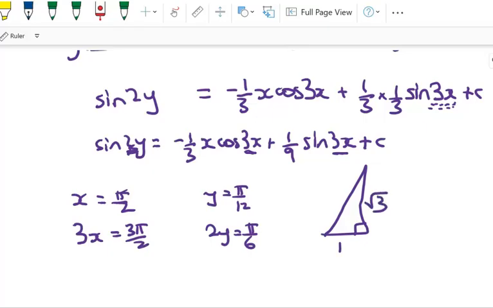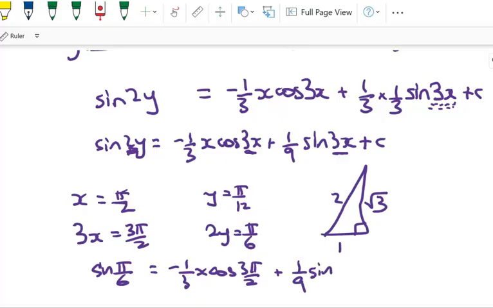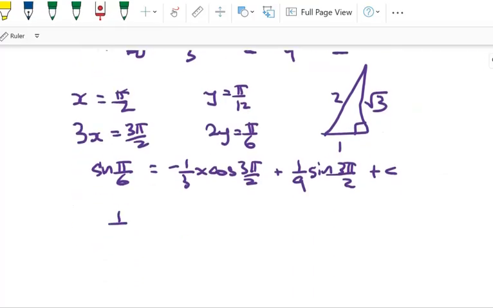So here's my very wobbly triangle. So sine of 2y, we get sine of pi on 6 is equal to negative 1/3 x cos of 3 pi on 2 plus 1/9 sine of 3x, which is 3 pi on 2 again, plus c. Right, sine of pi on 6 is 1/2. And here we've got, did I write x? Sorry, that shouldn't have been an x. That needs to be a pi on 2 in here.